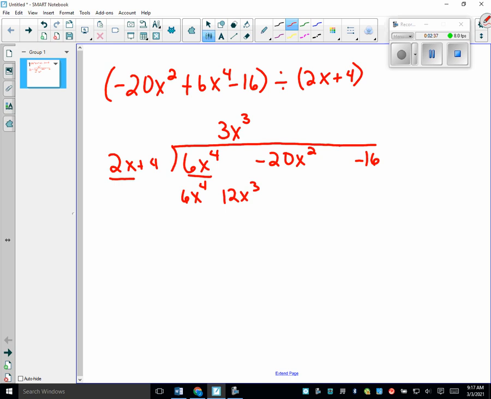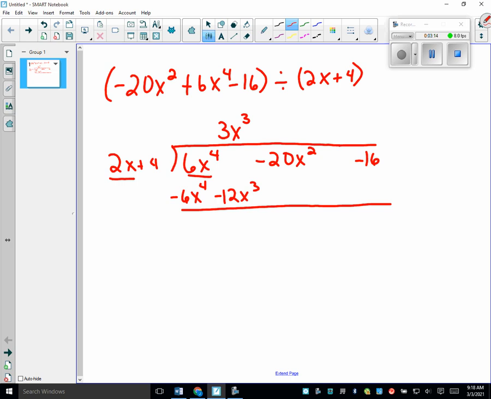Now, normally in long division, I subtract, don't I? Instead of subtracting, I'm going to change the signs and add. Isn't that the same thing? Yeah. But when you get into x's, sometimes it's hard to subtract negative numbers, so we change the signs and add every time. So this becomes a negative, and that becomes a negative. Right?